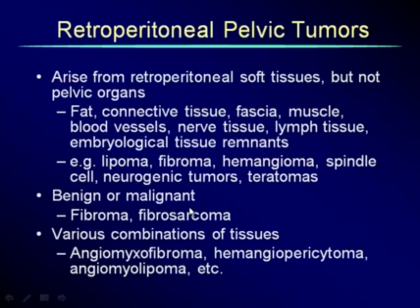They can be benign or malignant, like fibroma, fibrosarcoma, lipoma, liposarcoma, and there could be various combinations of these tissues, like angiomyxofibroma, hemangiopericytoma, angiomyolipoma, etc.